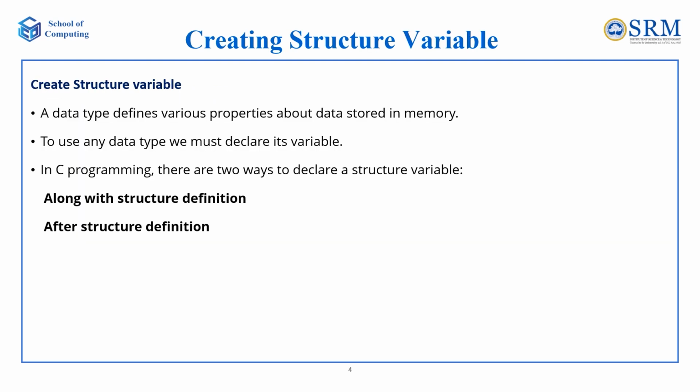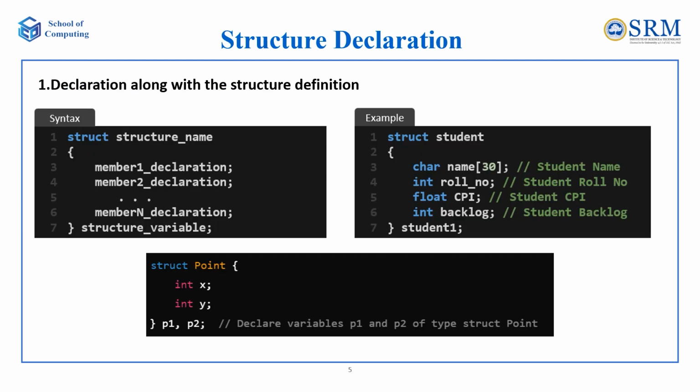And now let us see how to create a structure variable. In C programming, a structure variable can be created in two ways. Either the structure variable can be declared along with the structure definition part, or the structure variable can be declared after the structure definition part. So once a structure is defined, we can declare the variable for that structure.